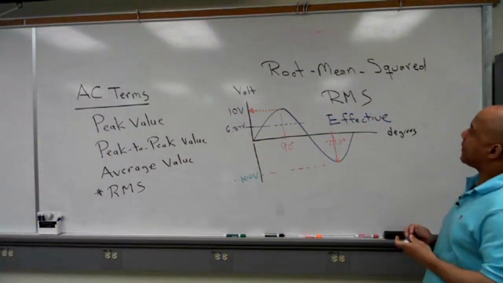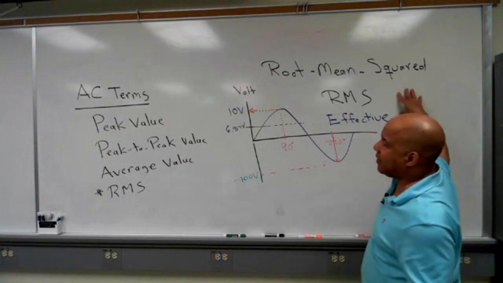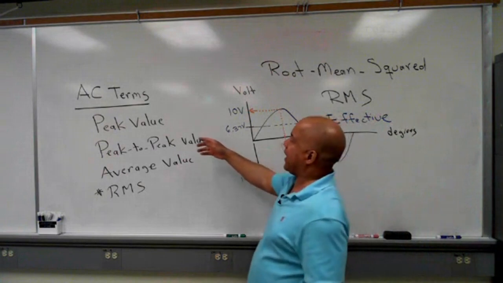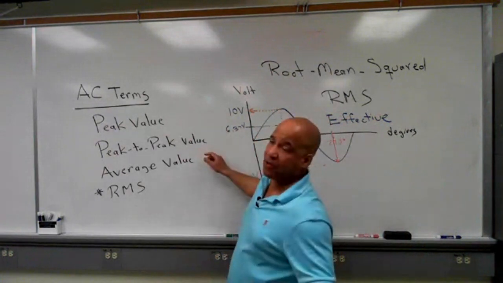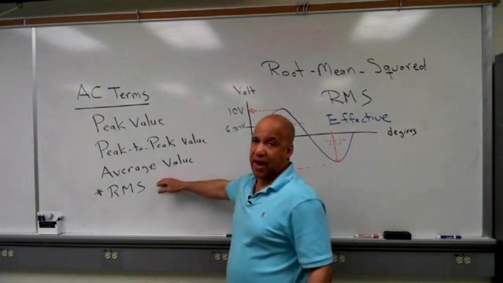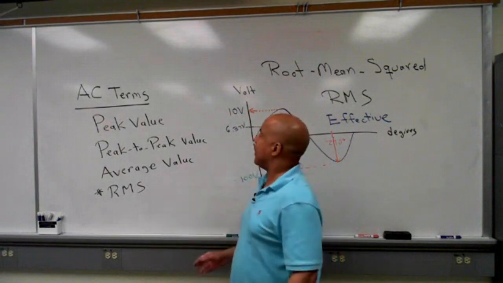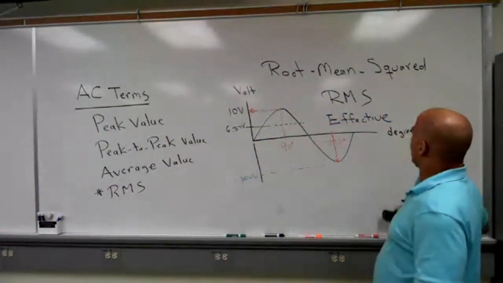And so it turns out that when we talk about AC, in lab, when we measure AC, we can measure the peak value, peak-to-peak value. You can calculate the average value. But the most useful one is this RMS value or effective value. And I want to attempt to show you why it's important.